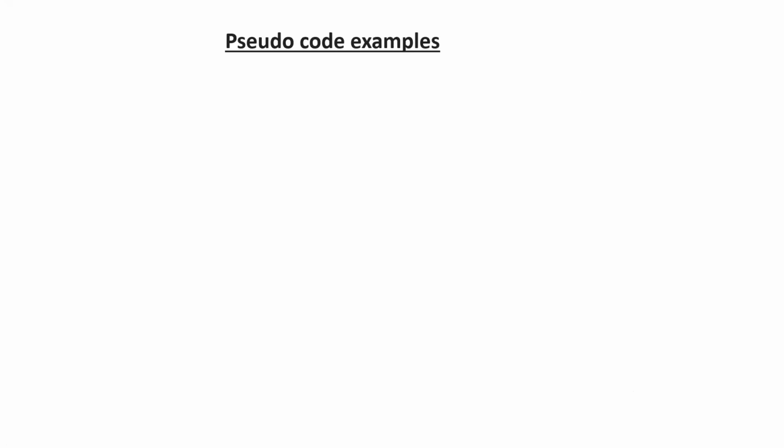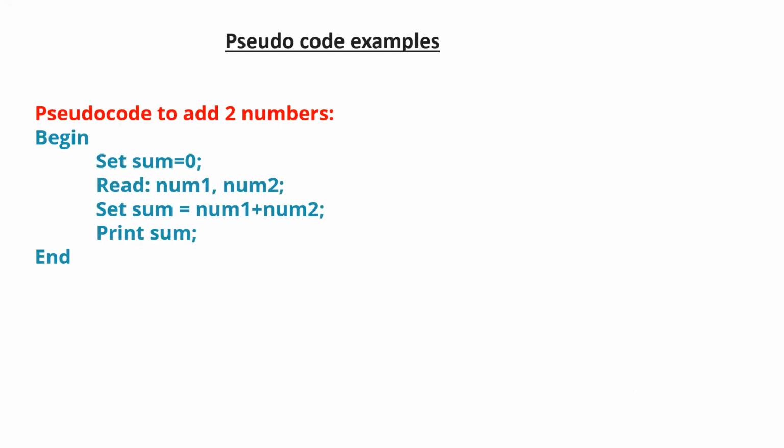Okay. So some examples. Pseudocode to add two numbers. For example, I write begin and end. There is no rule to write begin and end. You can write start, and there is no need to write begin, end, or start also. You just write as usual in English-like text. So first set sum is equal to 0. That means I want to add two numbers into sum. And later read number 1, number 2. I call them num1, num2. Set sum is equal to num1 plus num2.